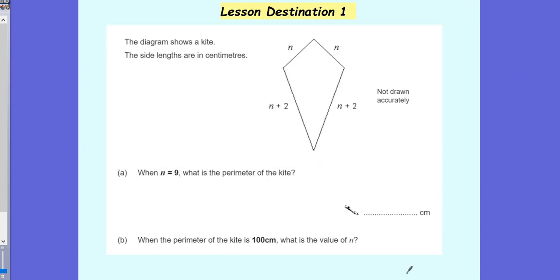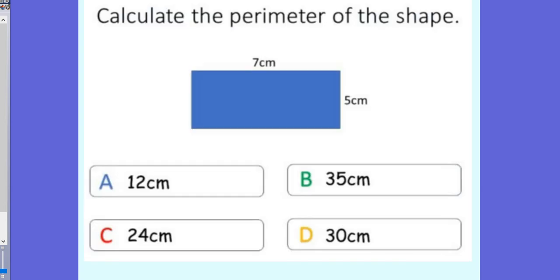Okay, this is our lesson destination for today. This is where we're headed. We're looking at linear equations but involving shapes and worded questions. So start us off for me, Year 7. Here is a rectangle. Can you please calculate the perimeter of this shape and write down in your light blue books A, B, C or D?